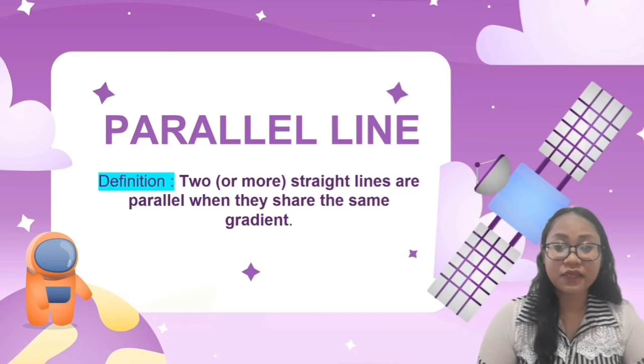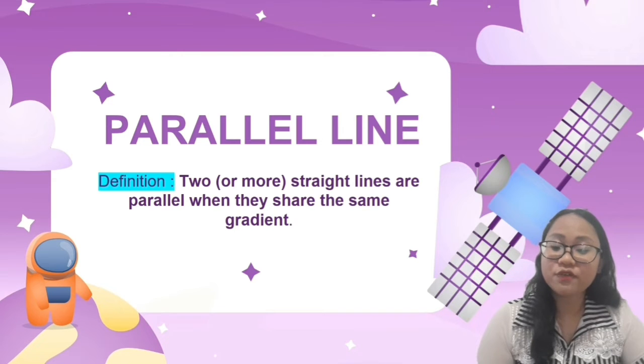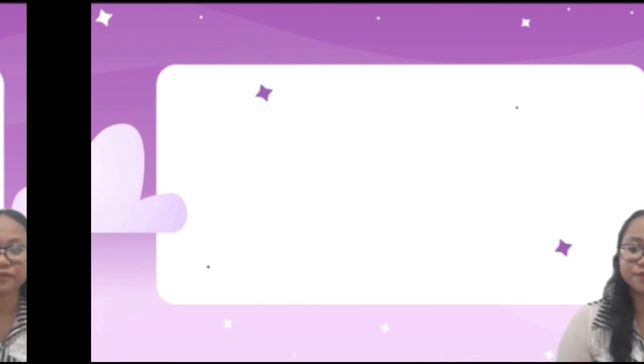From the previous activity, we can conclude that two or more straight lines are parallel when they share the same gradient. Please take note on this definition since we will use it later to make a conclusion. For further explanation of the definition we just learned, let's watch a YouTube video together.